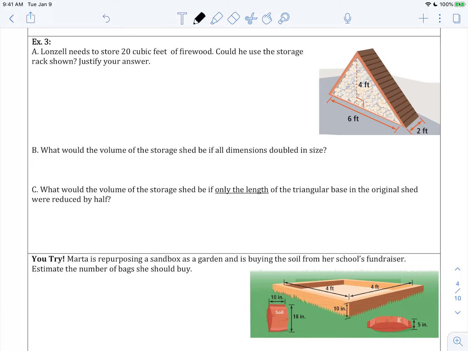All right, so now let's try to apply calculating volume to some story problems. So let's look at this one. Lonzel needs to store 20 cubic feet of firewood. Could he use the storage rack shown? Justify your answer. So let's find the volume of this storage rack.